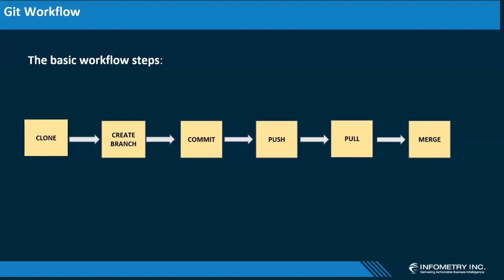Create a pull request. After pushing your branch, you will typically want to create a pull request to merge your changes into the main branch, often main or master. This allows your team to review the changes before they become a part of the main project. The pull request is the point at which you review your work and discuss any necessary improvements with your team.